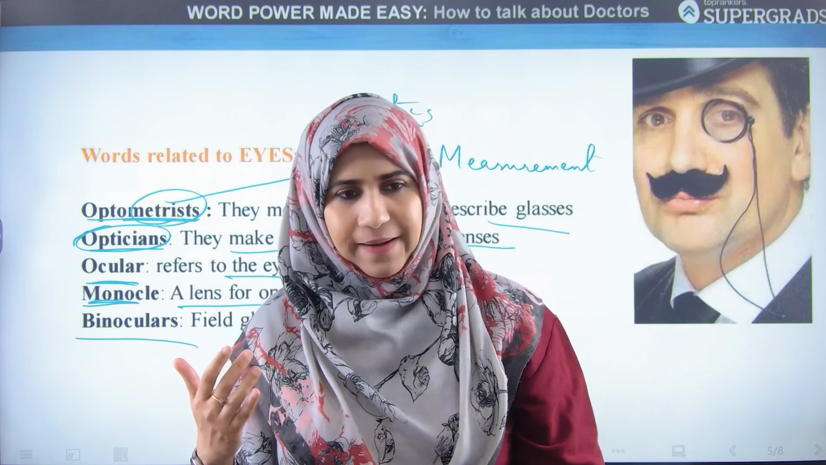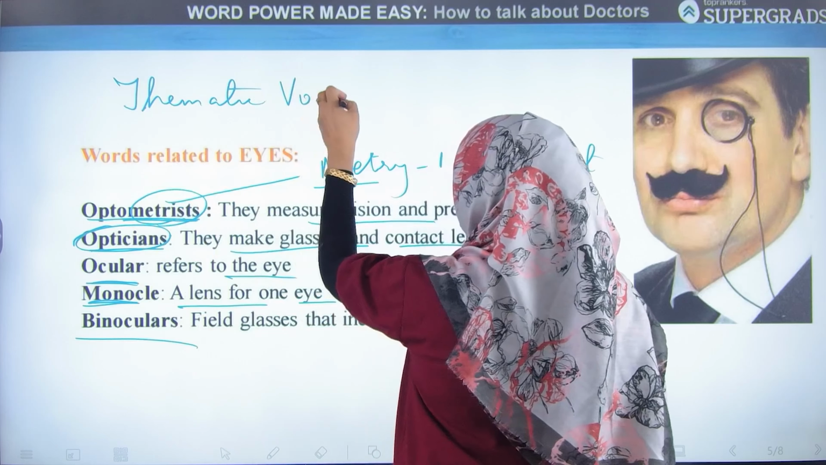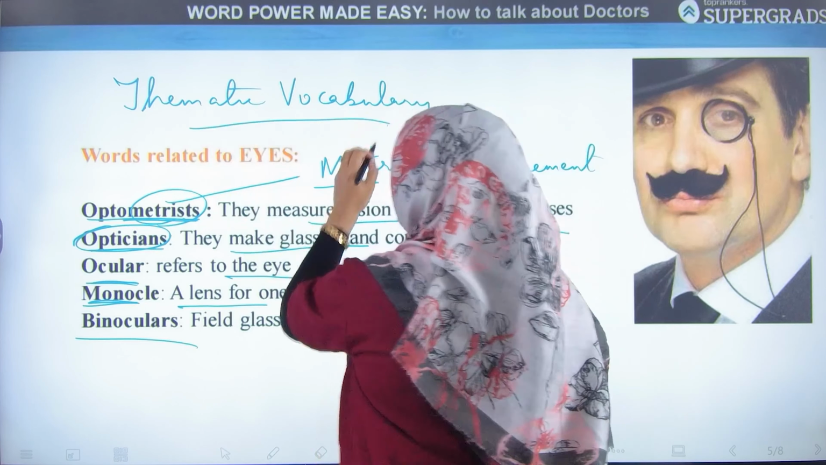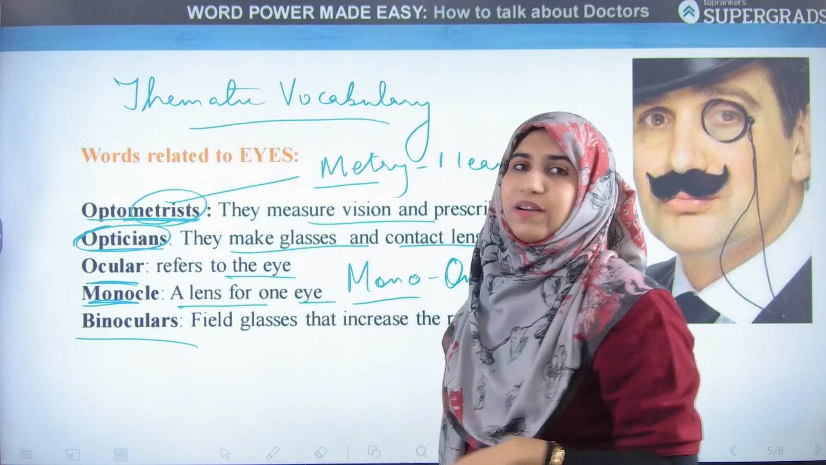So I'm sure you are clear with all these words related to eyes. We just did some root words. We have done words related to eyes. So this is what precisely is called thematic vocabulary, where I've taken up a theme and weaved some words around it. That's the reason I say this is a very beneficial technique. You can even call it a cluster because it's a group of words related to something. All right, let's proceed now.